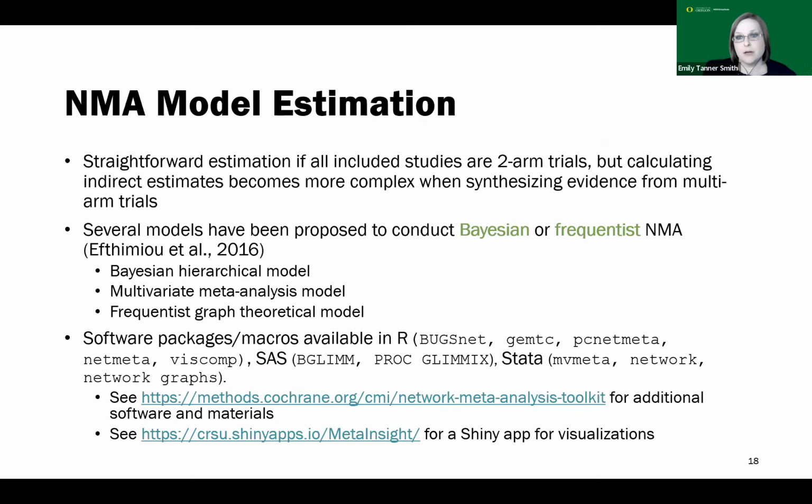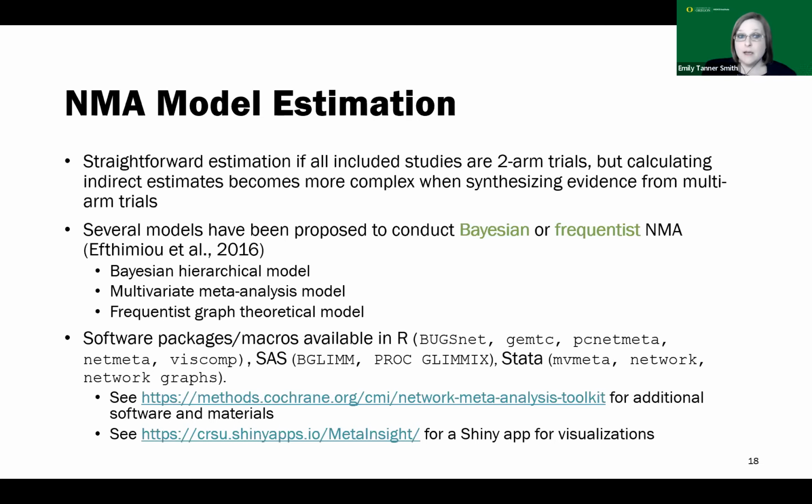So estimation of NMA models is incredibly straightforward if all of the included studies in your meta-analysis are simply two-arm trials. But as you can imagine, estimating the indirect comparisons becomes more complex when you are synthesizing evidence from multi-arm trials and as the number of interventions in the network increases, right? Because as the size of that network increases, so too does the number of direct and indirect pairwise comparisons you need to make. And so we need a computational model that allows us to pool that data in an efficient manner.